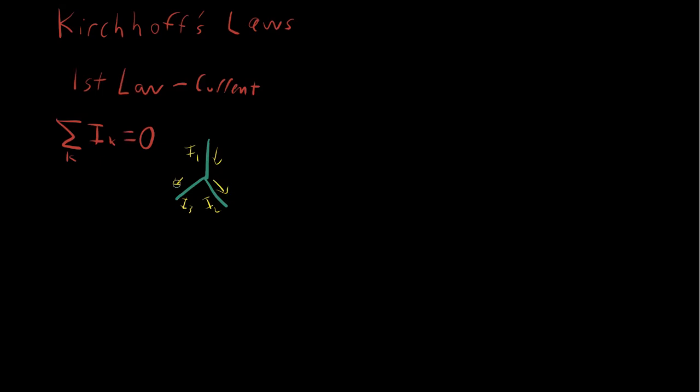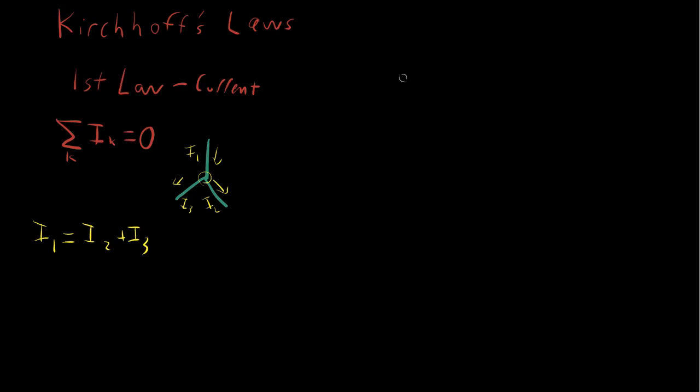As we're writing it this way, if we're going to consider these all positive currents, then what we would say is that I1 is equal to I2 plus I3. It's all with respect to how current is flowing relative to that node in the center. So current flows in, current flows out. Current flowing out is negative, current flowing in is positive. So if we had these all on the same side, it would be I1 minus I2 minus I3 equals zero. And that's what the first law dictates: the net flow of current at a node must be zero.